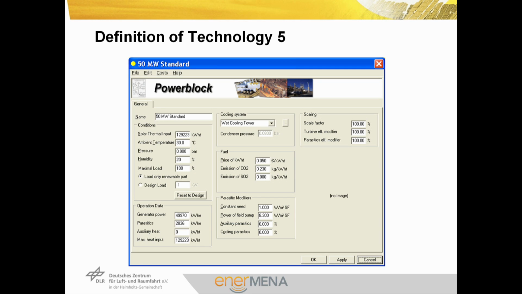Greenius itself comes with a couple of pre-calculated power block performance maps. They may be used and they may also be scaled. On the right-hand side, we see some scaling factors. So this is a typical power block for a 50 megawatt parabolic trough plant with wet cooling tower. If you, for example, are looking for a 60 megawatt plant, in case of 50 megawatt, you can use this scaling factor to adapt this power block file to your needs.